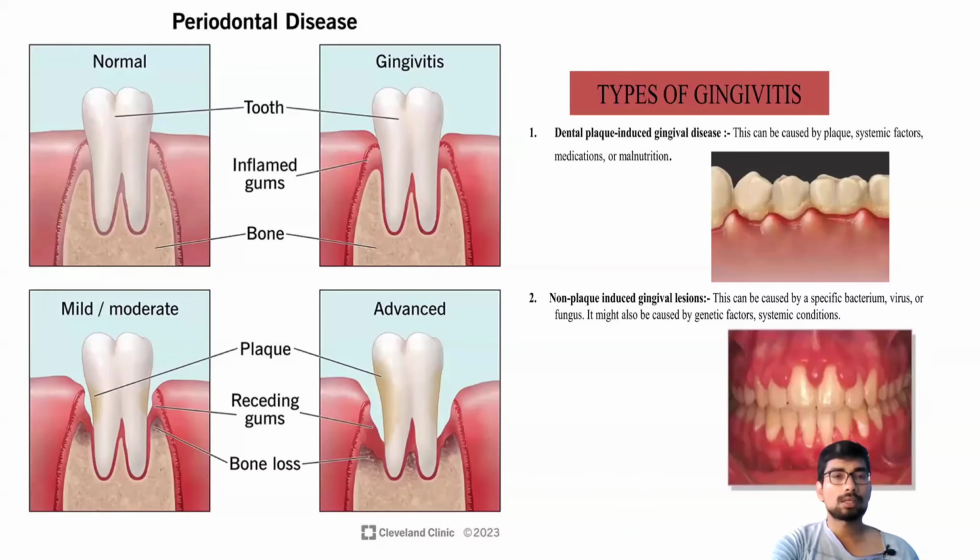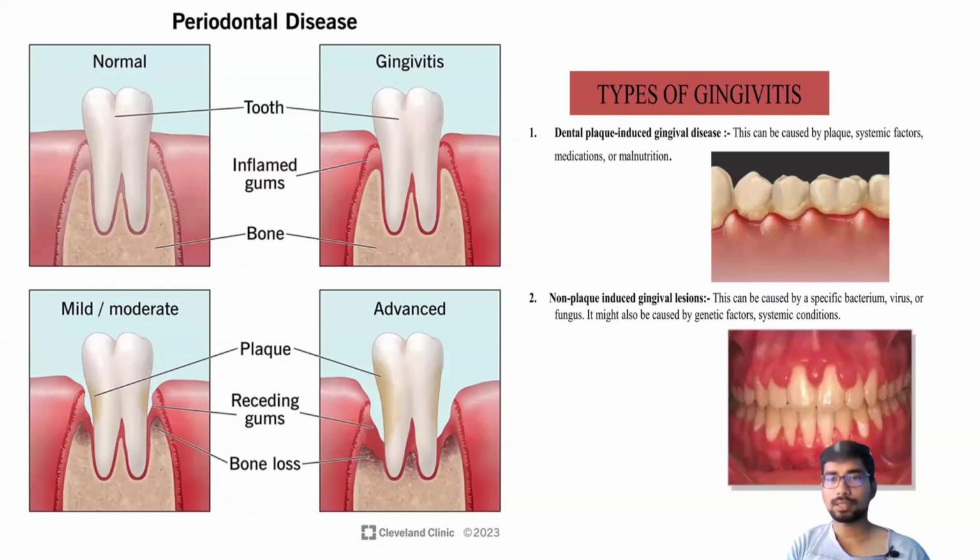This is how normal gum mucosa on a tooth will appear. Where there is inflammation of the gums, we call it gingivitis. In moderate and advanced disease, there will be receding of gums with bone loss seen. Dental plaque-induced gingival disease is caused by plaque, systemic factors, medication, and malnutrition.